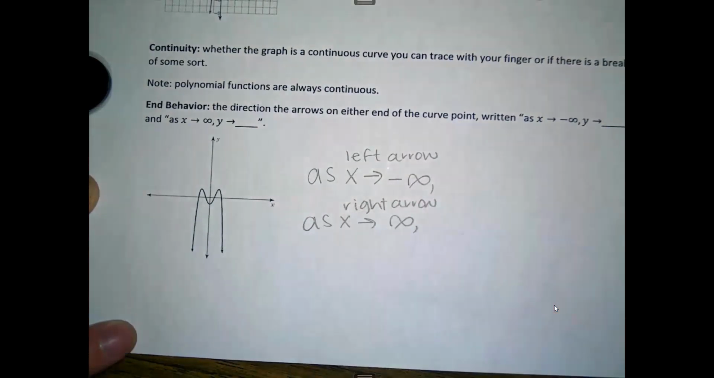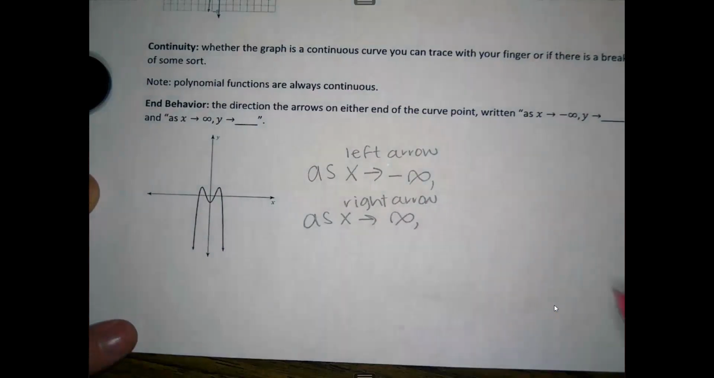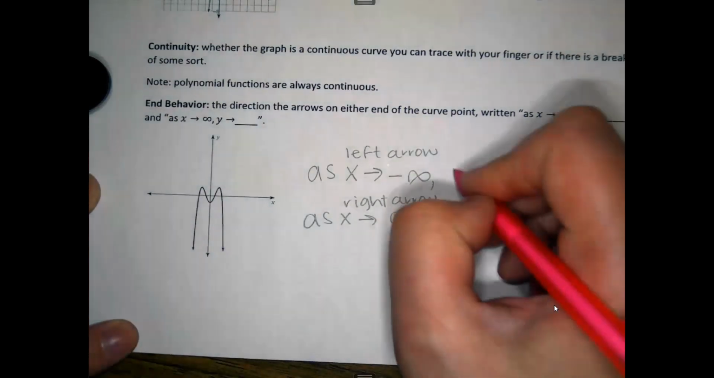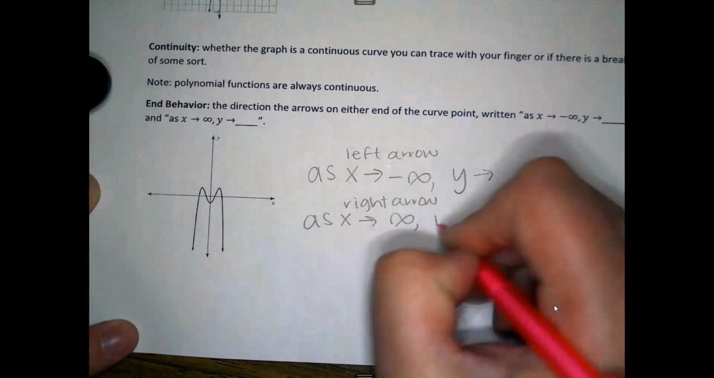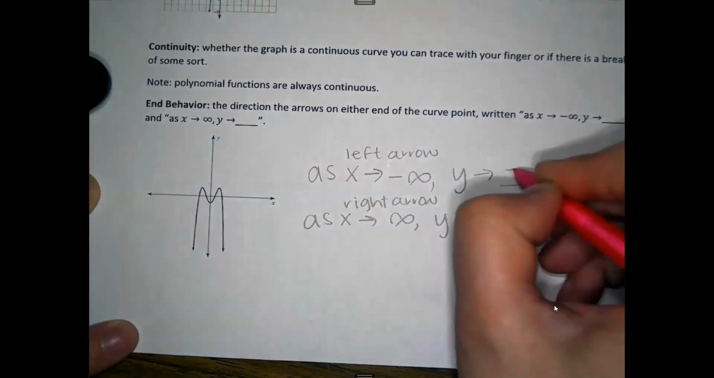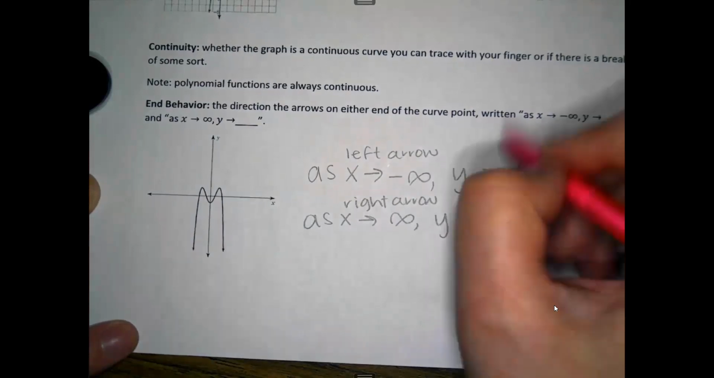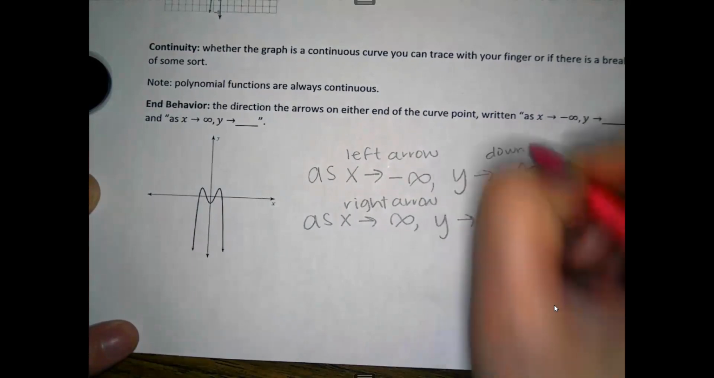And what do you guys notice about the left arrow and the right arrow in this picture? They're both going down. So if I want to say that they are both going down, then I'm going to say that the y value is doing what? Negative infinity for both of them. The left arrow is going down, the right arrow is going down. So down, down.